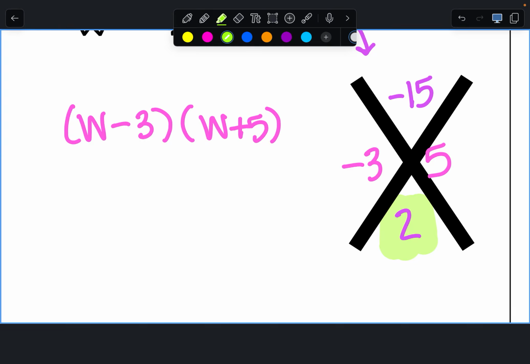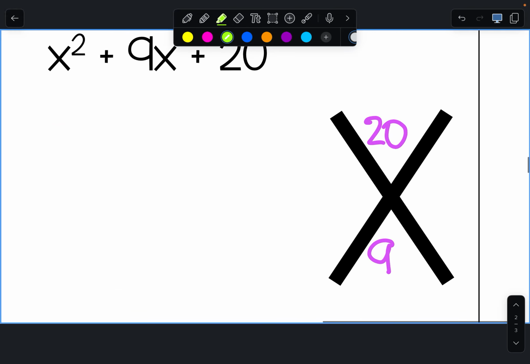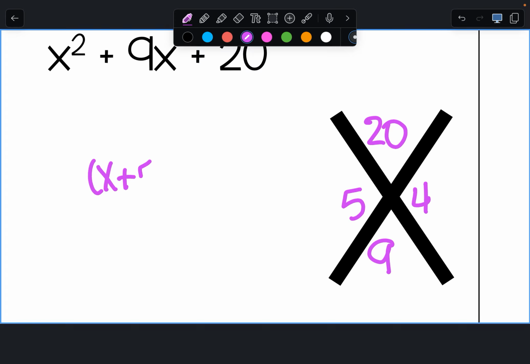You're looking for the positive 2 in the red. So the other two numbers are the numbers that go on the sides of your X. Got it? All right. So what two numbers multiply to get 20, add to get 9? 4 and 5. So you get x plus 5, x plus 4. It doesn't matter which one goes first, by the way.